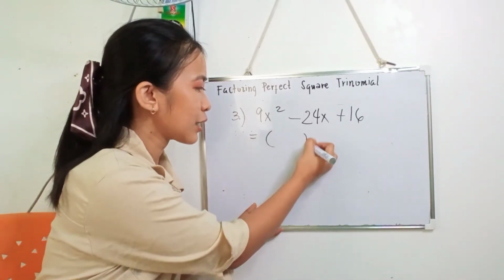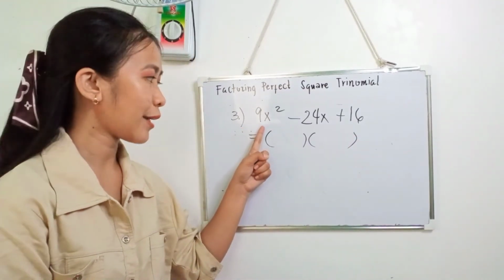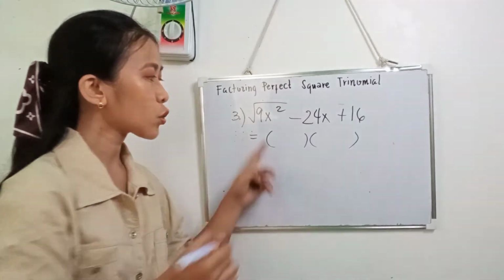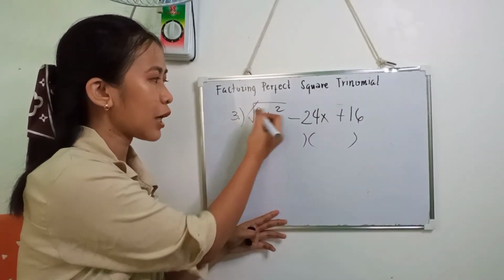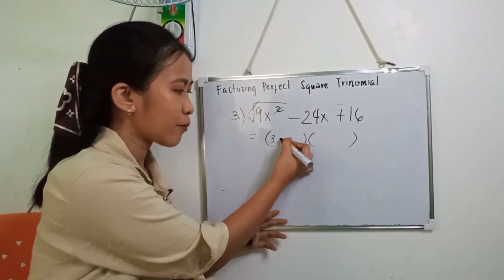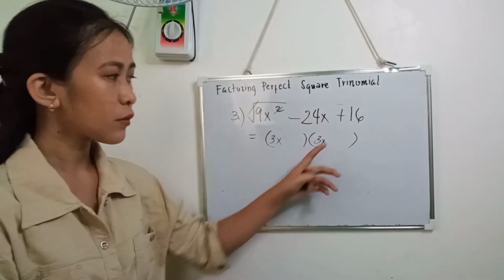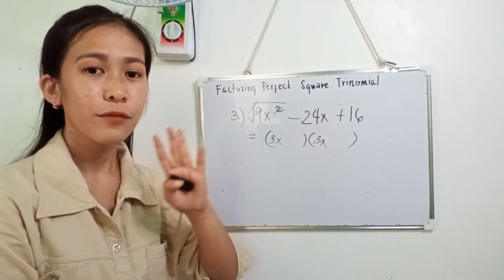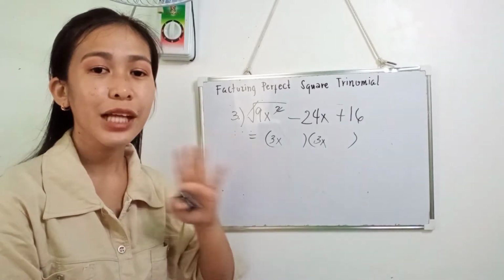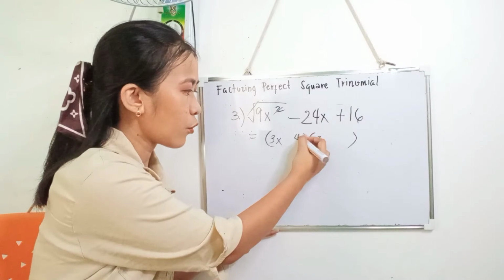Maglagay ka na kagad dyan ng ganyan. Ayan. And then, kunin mo lang yung square root ni 9x squared. So, yan. Square root of 9 is 3, right? And then, square root of x squared, cancel mo lang, and then, x na lang yung matitira. Siyempre, 3x din yung ilalagay mo dyan. Tama? And then, square root of 16 is always 4, diba? Kasi nga, 4 times 4 is 16. Right? So, ilagay mo lang dito yung 4.